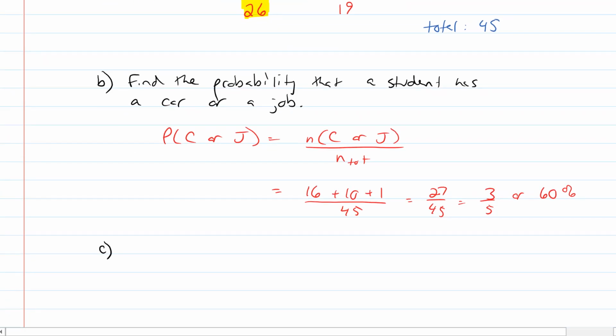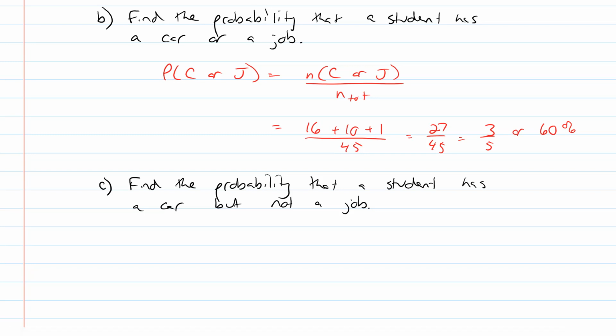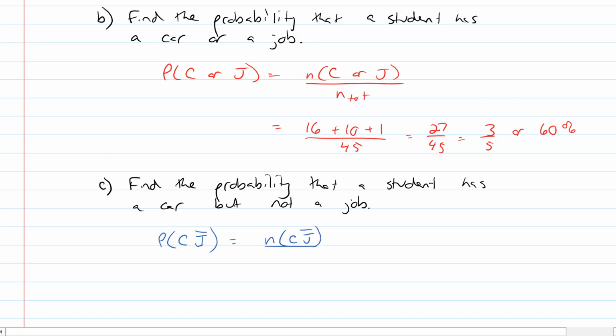And then part C, find the probability that a student has a car, but not a job. That's going to be the probability of car. The but is the same as and, so it's going to be car and not job. So it's going to be the number of car and not jobs divided by the total.